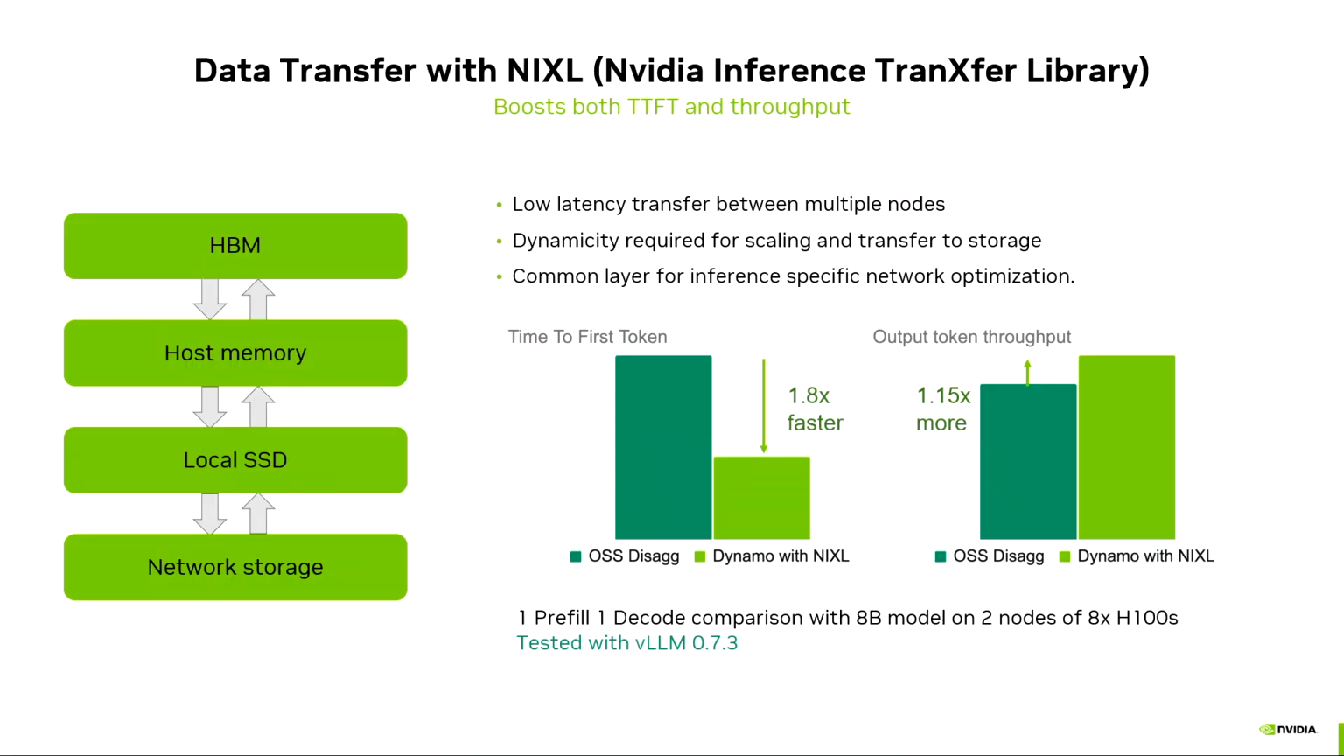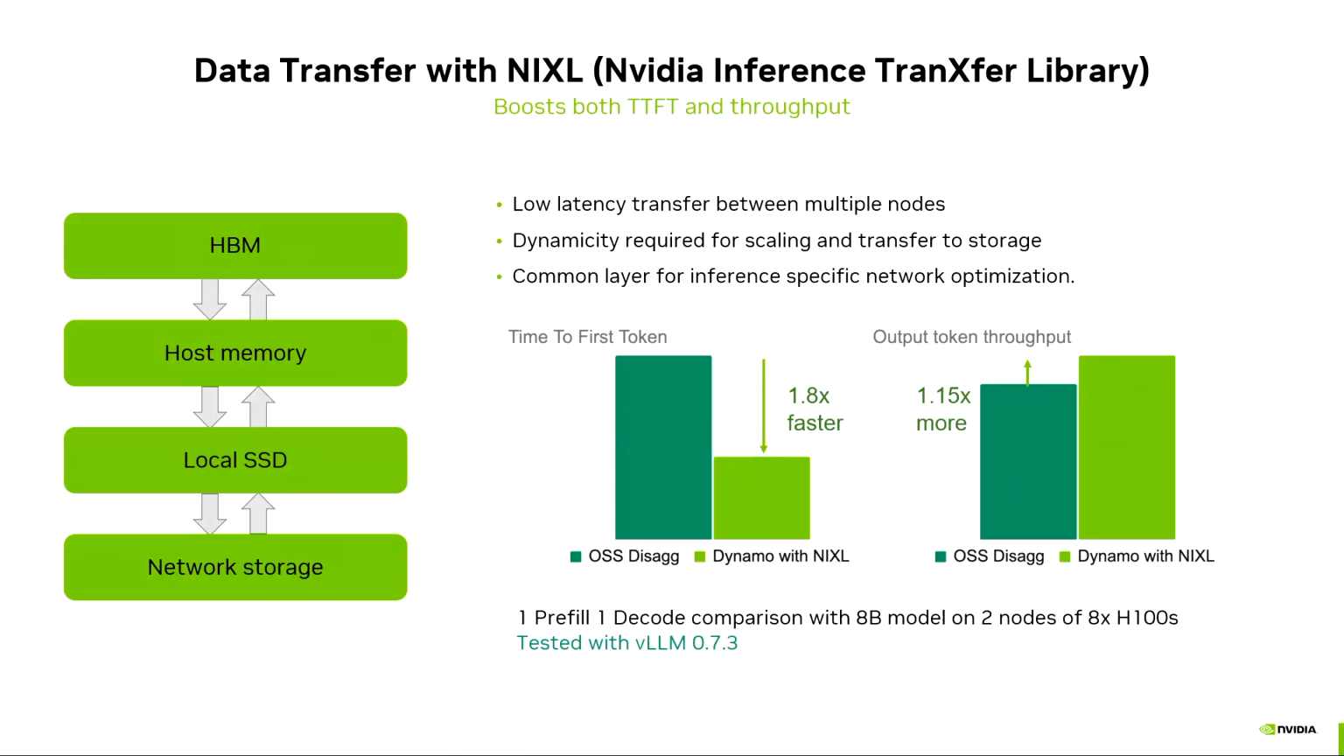And so it can support dynamicity. If you scale, you need to be able to add and remove the workers very quickly. And then, like I said before, you need to be able to transfer data not just between the GPUs, but between the multiple hierarchy of the memories here. So you can actually offload everything or KV cache through the hierarchy that you're seeing here, all the way to the network storage. And then this serves as a common layer. So it supports RDMA, so InfiniBand and Ethernet, and also TCP. And then we have plans to support AWS EFA.